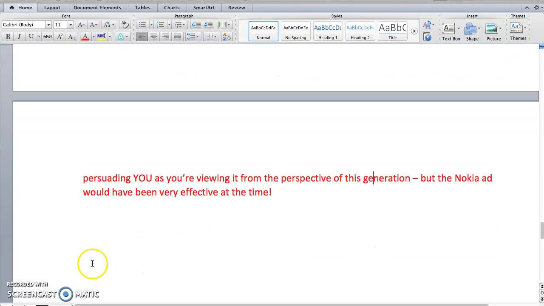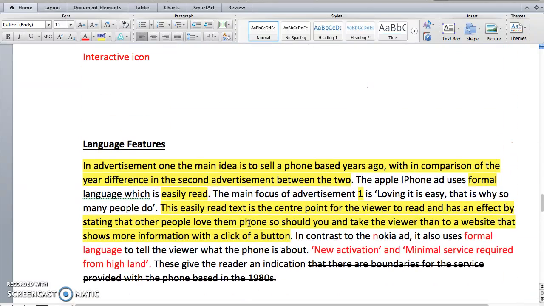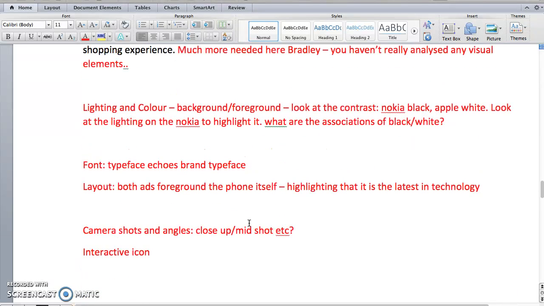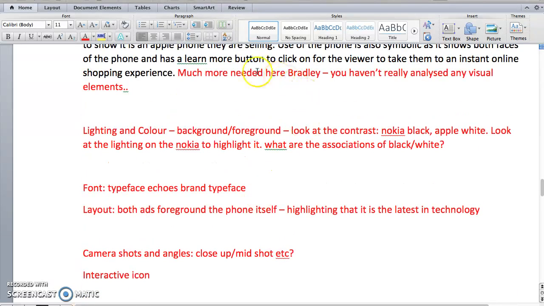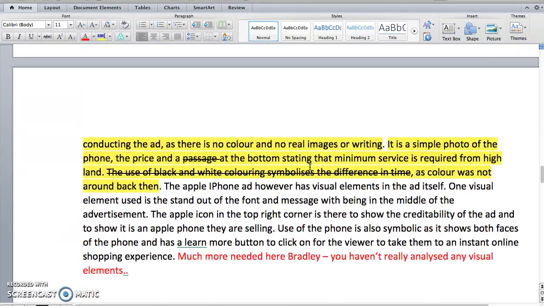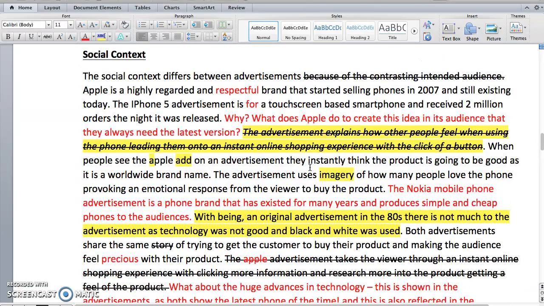Okay, so on the whole, Bradley, I'd say you have done a fairly good, okay job, but you need to really make sure that you are tidying up visual elements, being more analytical on your language analysis, and just be careful about this social context. Okay, any problems? Just send me an email.